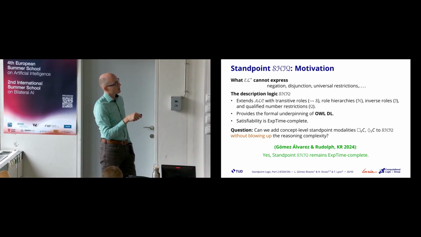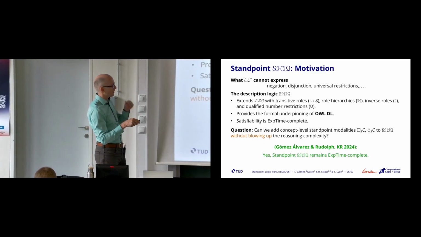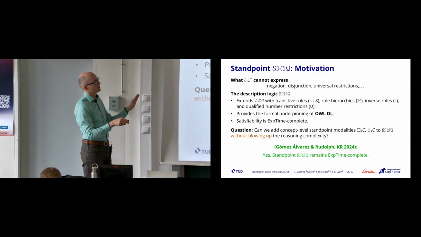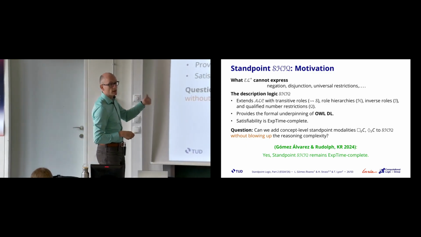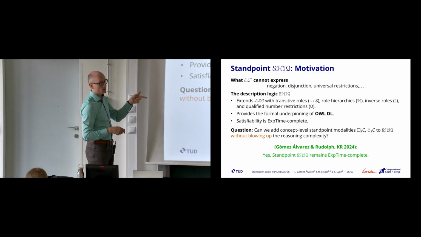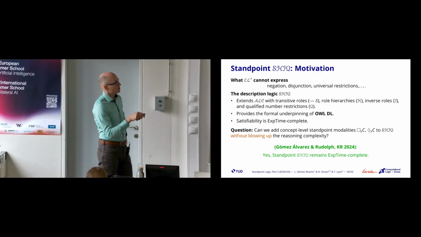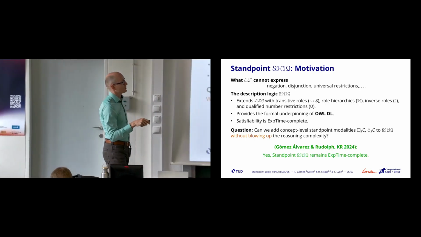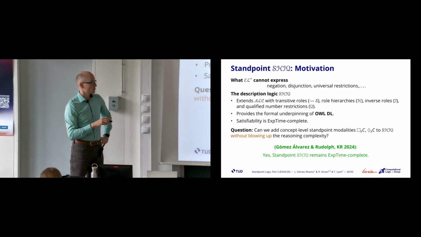As I said, if you extend ALC with transitive roles, you get the new name S, and then you add role hierarchies, so these simple role inclusions, inverse roles, and qualified number restrictions, right? So that were the at least n R successors that are C. Then you get the description logic SHIQ. And this is the formal basis of the web ontology language description logic profile.